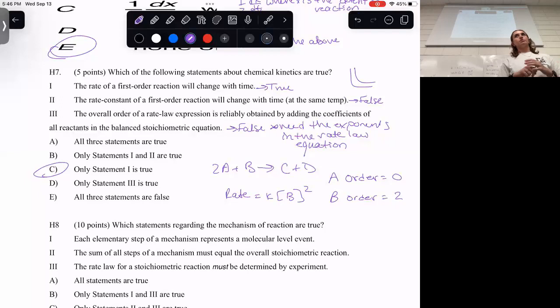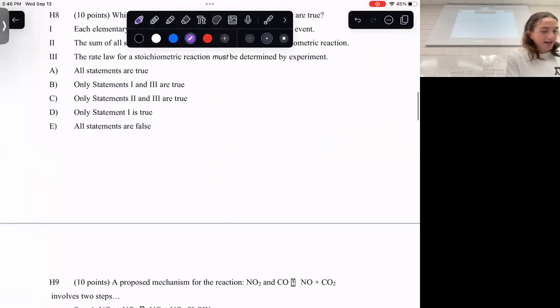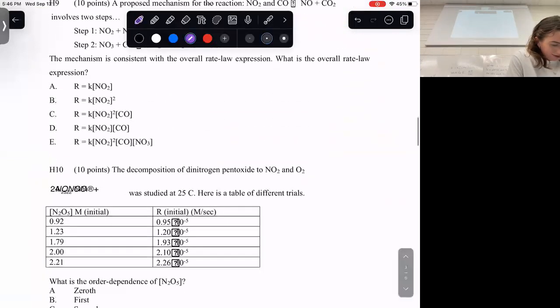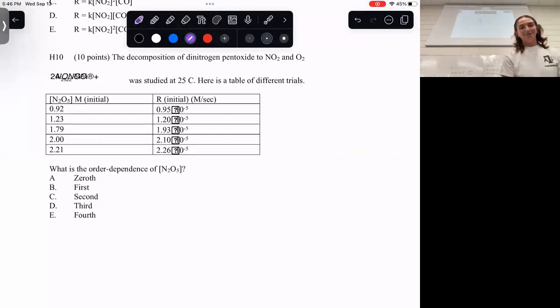Any other questions? It's just really good we're thinking like this. I think it helps you later. Okay, 8 and 9 we're skipping. Okay, question 10, another doozy. Let me write this out again.